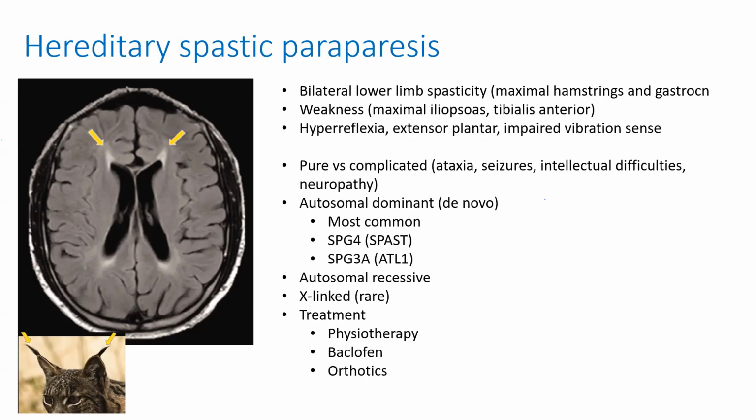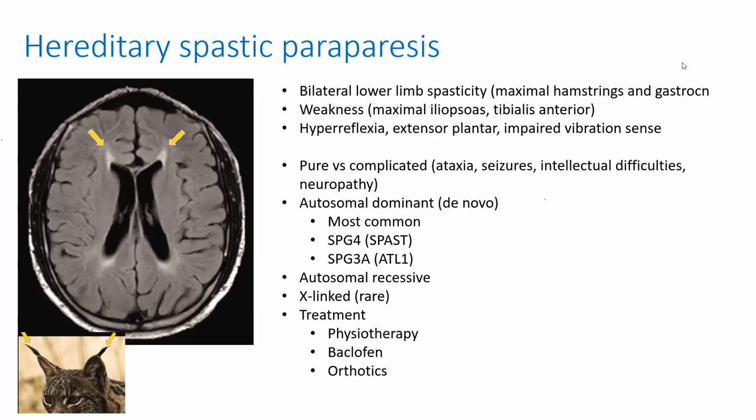So going about HSP briefly, it's characterized by bilateral lower limb spasticity, maximal in the hamstrings and gastrocnemius, and weakness maximal in the iliopsoas and tibialis anterior. There is hyperreflexia, extensor plantars, and impaired vibration sense because it does affect the posterior columns as well. You've got pure HSP, where you just have motor dysfunction, versus complicated, where you have ataxia, seizures, intellectual difficulties, and sometimes neuropathy as well.